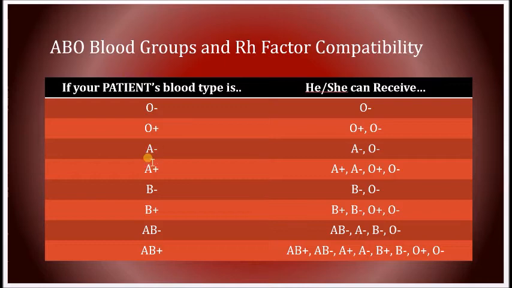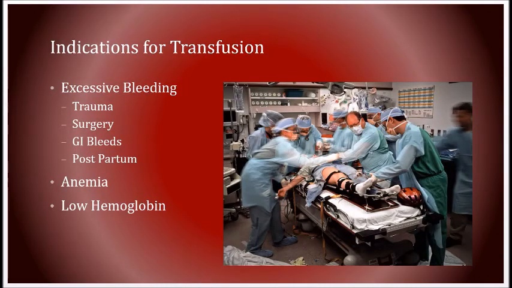But if the patient is positive, they can receive positive or negative. Same here, A negative, so a patient can receive A and O, right? So negative can only be the negative version, so A negative, O negative. Same thing applies for A positive. Remember, A can get A and O, but positive can receive both positive and negative. Simple as that.